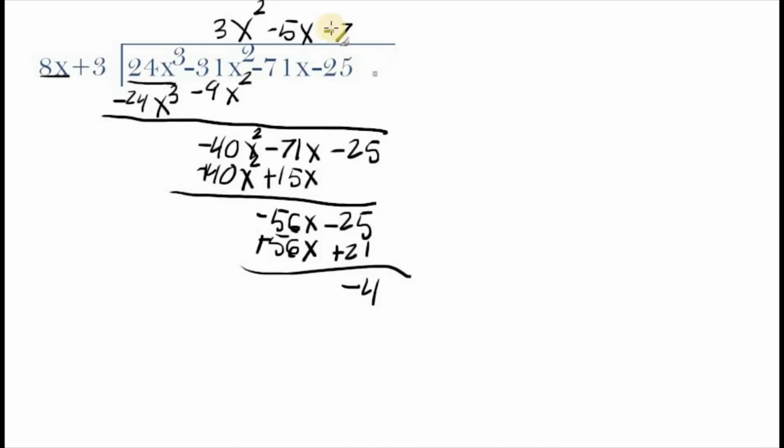So the way I'll write this is you have a remainder of 4, and it's a negative, so you'll write down negative 4 over whatever number you have here, which is 8x plus 3. And that is how to solve polynomial long division with a remainder.